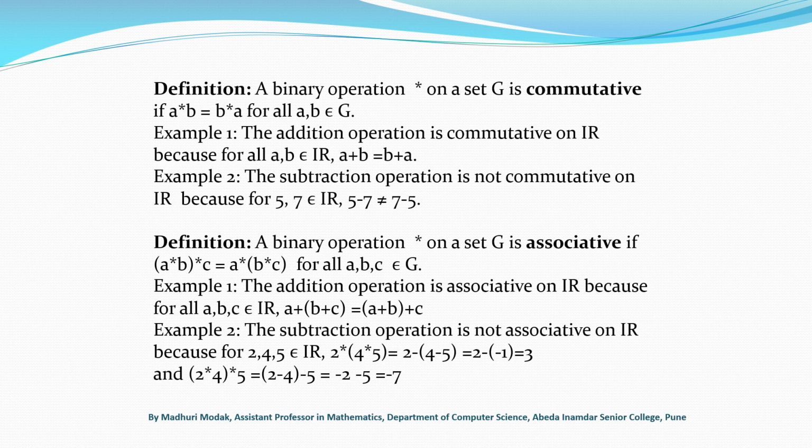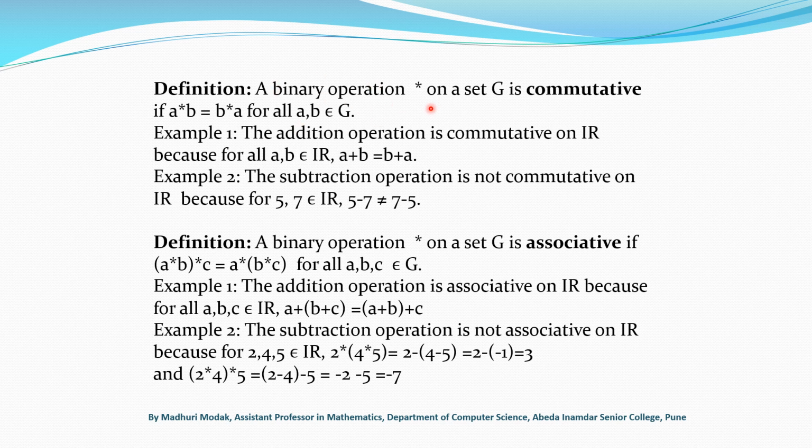Now, after the definition of binary operation, we have to define what a group is. Before defining a group, we will separately see the properties in the definition of a group. So first is commutative. A binary operation star on a set G is commutative if A star B equals B star A for all A, B in G.